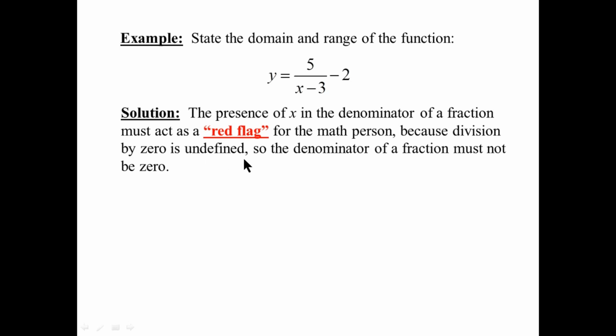Division by 0 is undefined. 5 divided by 0 doesn't make any sense. It's like saying, how many times does 0 go into 5? It doesn't make any sense. So the denominator of a fraction must not be 0.